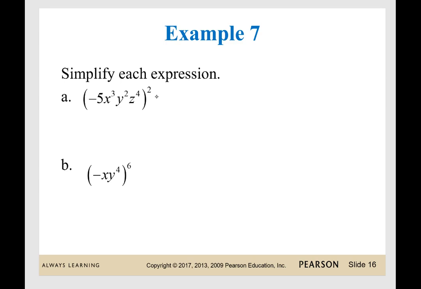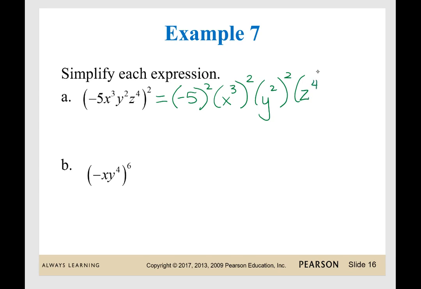All right, here we go. So everything in here is going to be squared. So the -5 is going to get squared. The x cubed is going to get squared. The y squared is going to get squared. And the z to the 4th is going to get squared. So we've given everybody a square. Now I just have to clean this up.